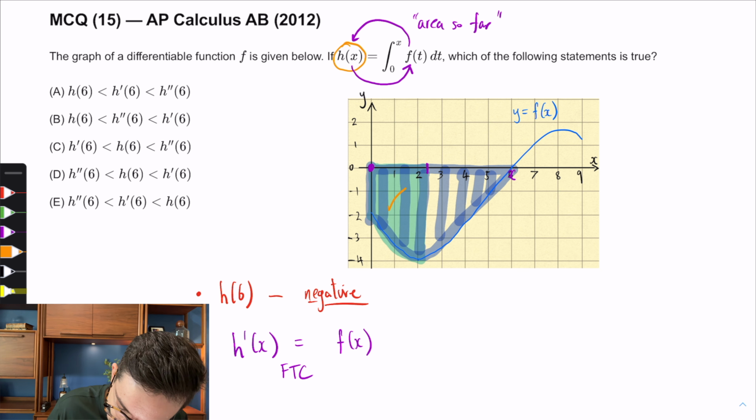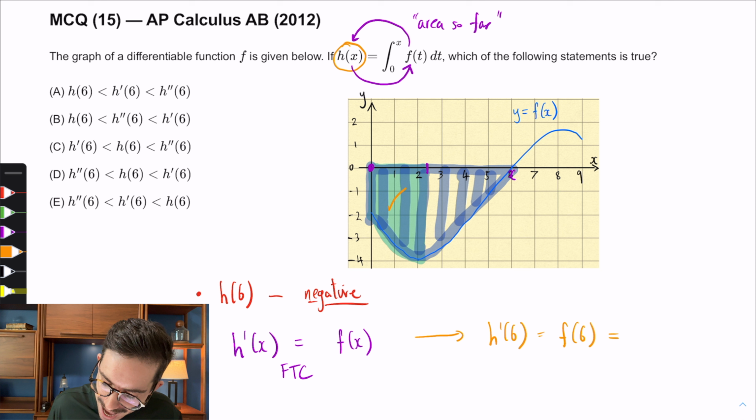So in particular, I'm interested in h prime of 6. So that's going to be f of 6. And I can read straight from the graph that when x is 6, f takes the value 0.